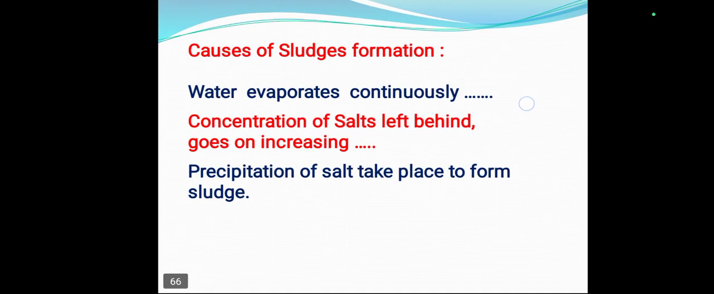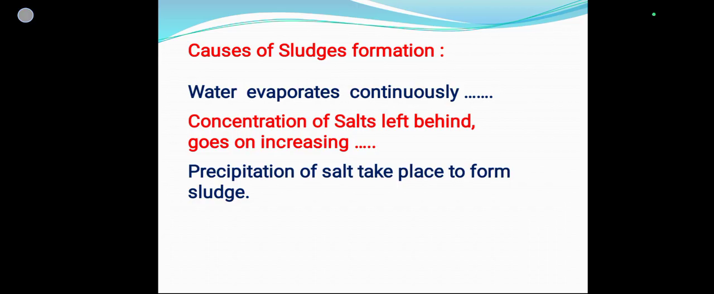So let us see the causes of sludge formation. As we know, in the boiler the water boils continuously. What will happen if water boils continuously? The level of water starts decreasing because water is continuously converting into vapors. So the level of water decreases and the concentration of salts left behind in the boiler goes on increasing. So what will happen if the concentration of salts increases? Because of the increase in concentration, the salts undergo precipitation, right? And that produced precipitate is known as what?